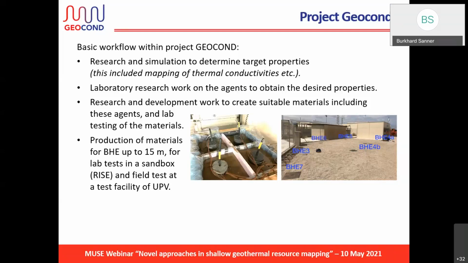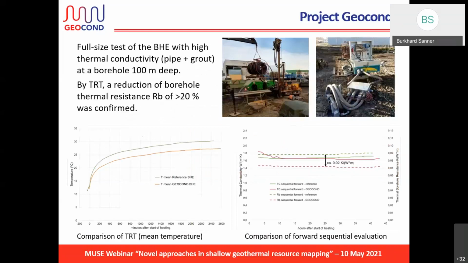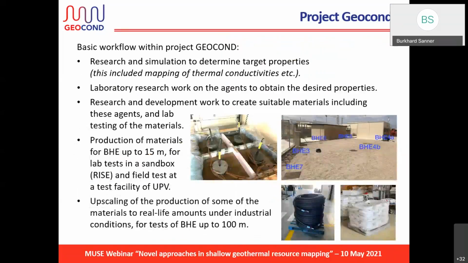And finally, for the materials that had, let's say, the highest degree of development yet and of marketability, to upscale the production to real life amounts, to those that are required for borehole heat exchangers for up to 100 meter. And we tested those in real life conditions, both in Germany and in Sweden.